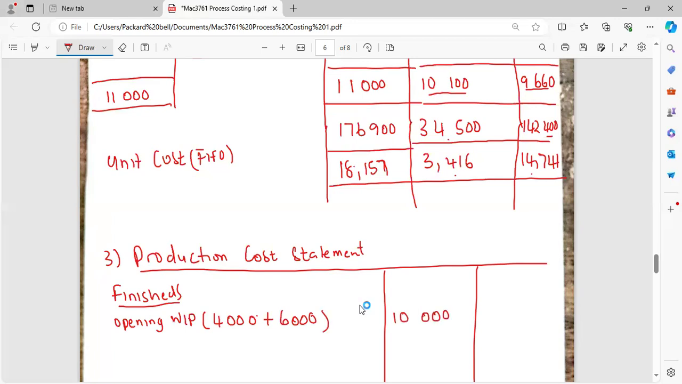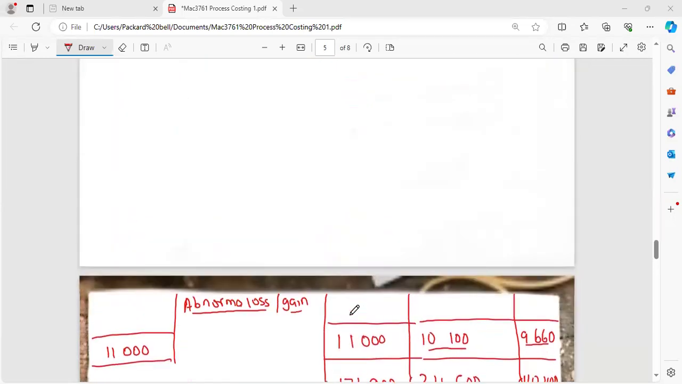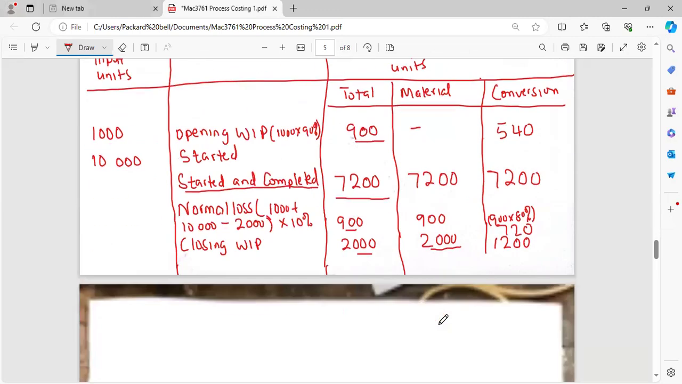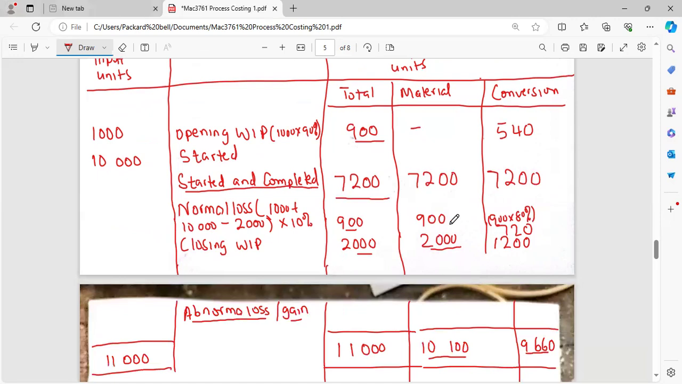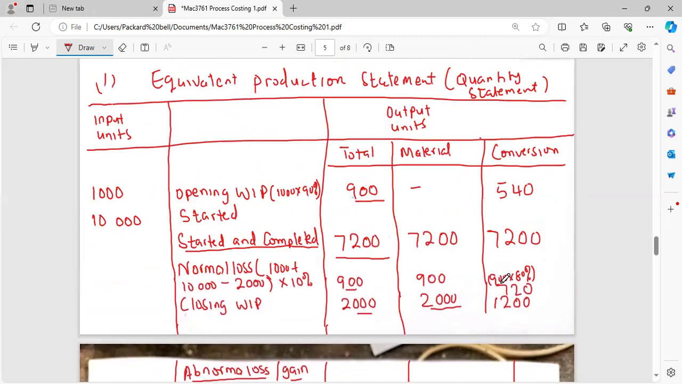Gosh, my network. Right, so I was saying, we have the opening work in progress. Then what else do we need in the finished goods? We need the material that is completed, 7,200. When you calculate your material, remember here we're going to take material and conversion. So you separate them. For your material, you use this material cost per unit. Then when you calculate your conversion, you use this conversion cost per unit. That's basically how you calculate your material.